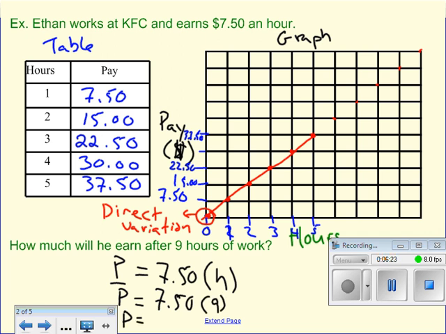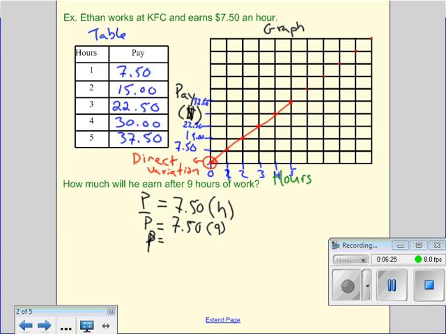So then P, extend this out. P is equal to 7.50 times 9. I'll get my trusty calculator out for this one. 9 times 7.5 gives me 67.50. So at the end of 9 hours, Ethan will take home $67.50 minus any taxes that he might have to pay.